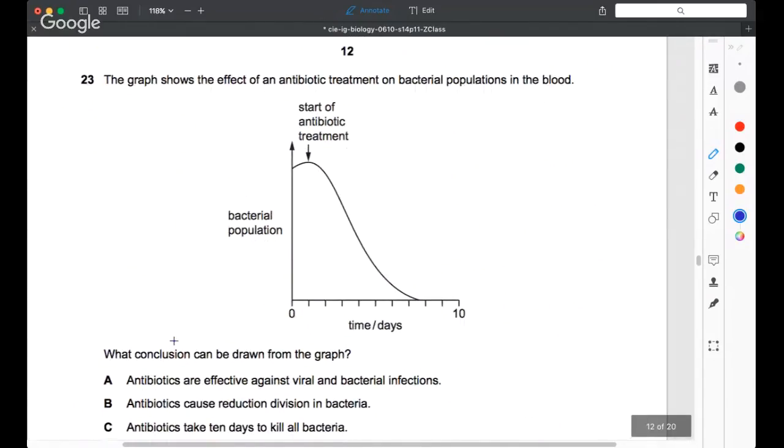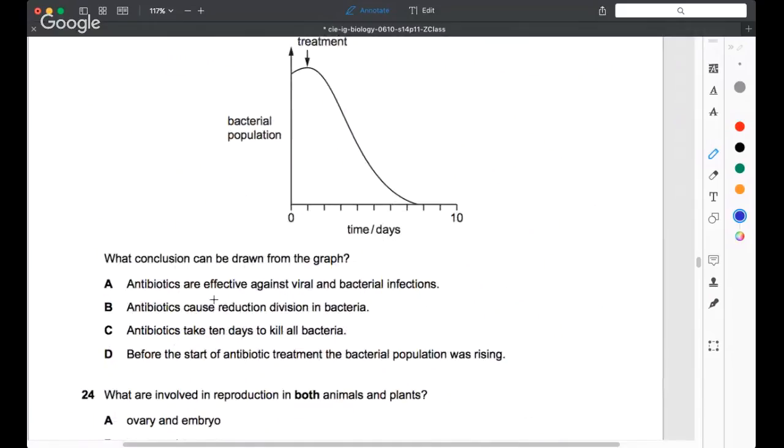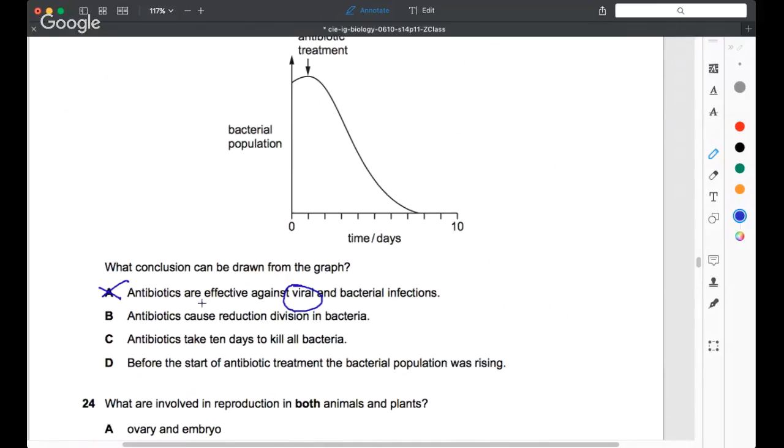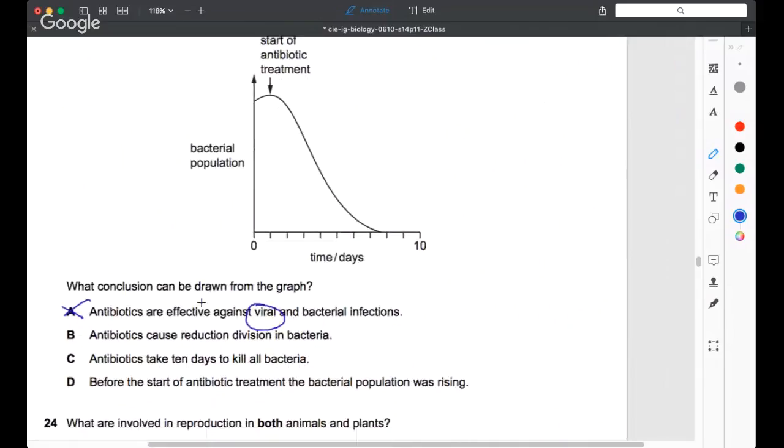The graph shows the effect of an antibiotic treatment on bacterial populations in the blood. What conclusions can be drawn from the graph? Antibiotics are effective against viral and bacterial infections. We have no viruses being tested here, so we can't conclude that there's any viral effect of antibiotics. So we don't want to say that. Antibiotics cause reduction of division in bacteria. We can't really say that. It could just be killing off all the bacteria. So we can't conclude that.